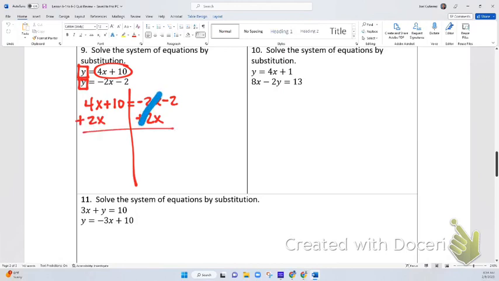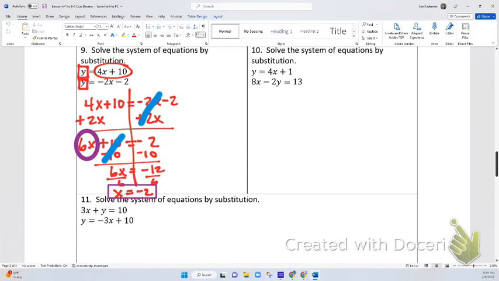When you do that, these go away. You're only left with the negative 2 on the right side. On the left side, you still have a 6x and a 10. Because we are trying to solve for the 6x over here, we are going to get rid of the 10. So subtract 10, whatever you do to one side, you must do to the other. You end up with 6x equals negative 12. Divide by 6, you get x equals negative 2.